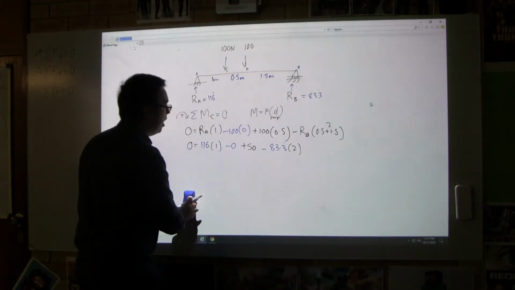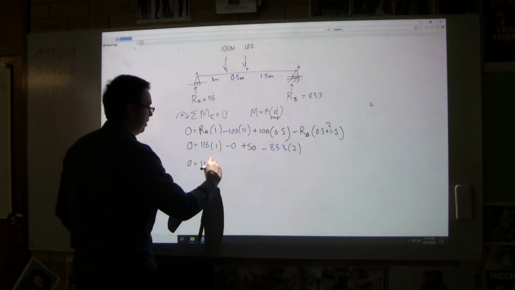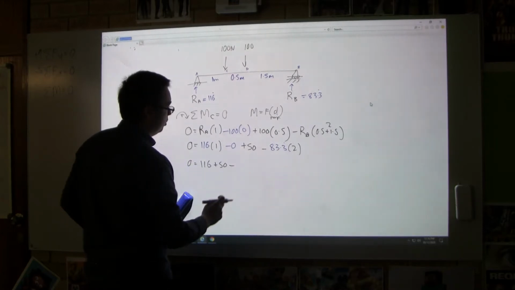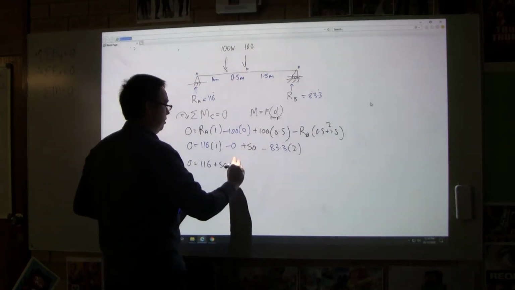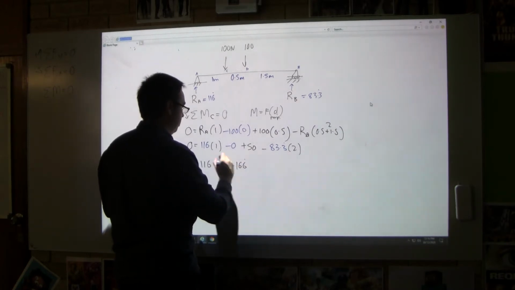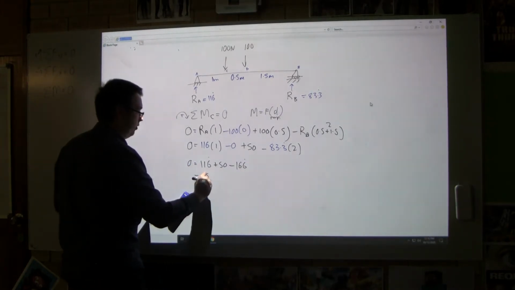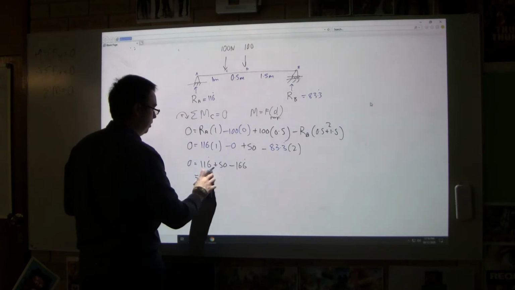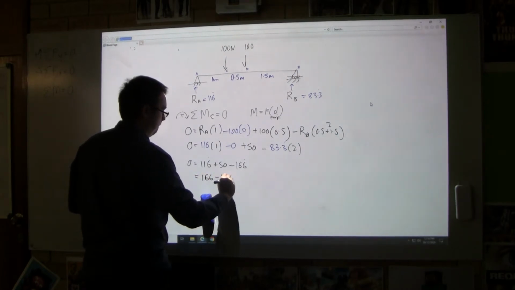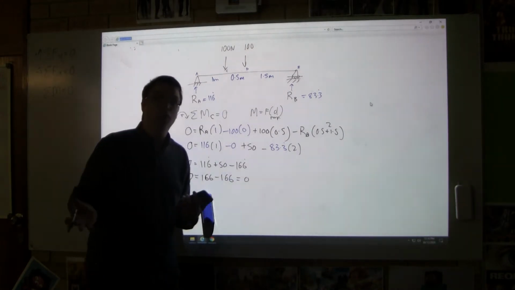Okay, so now what we have, if we write this whole thing out, is 0 equals 116 plus 50 minus 2 times 83.3, which is 166. Okay, which we can see is actually the case. And you see that when we compare the forces, they do in fact equal 0.